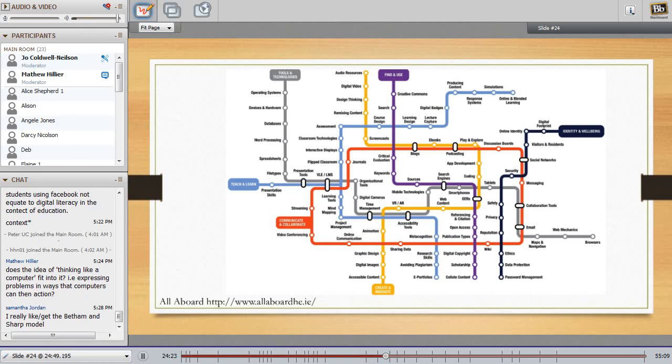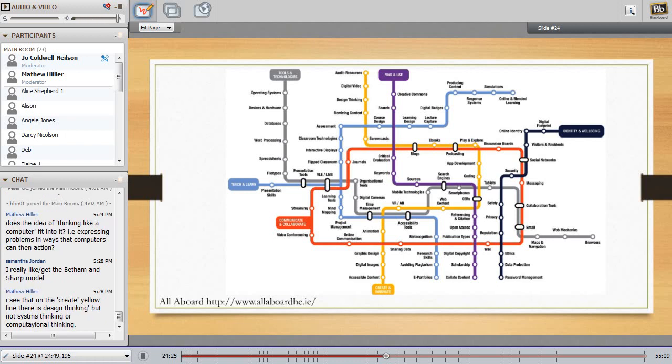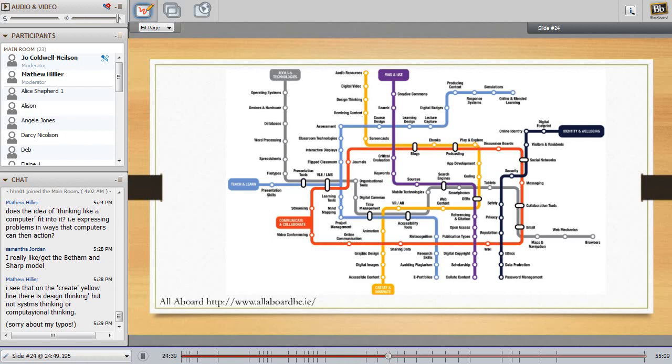If you go to the All Aboard website, this particular map is interactive. So they have a lot of tools and resources underlying each of the stations to help with understanding what each of those stations relate to.